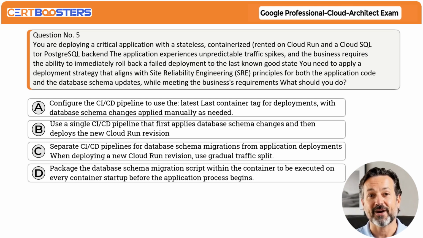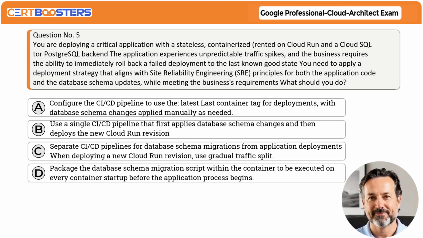Question number 5. You are deploying a critical application with a stateless, containerized app running on Cloud Run, and a Cloud SQL for PostgreSQL backend. The application experiences unpredictable traffic spikes, and the business requires the ability to immediately roll back a failed deployment to the last known good state. You need to apply a deployment strategy that aligns with Site Reliability Engineering (SRE) principles for both the application code and the database schema updates, while meeting the business's requirements.